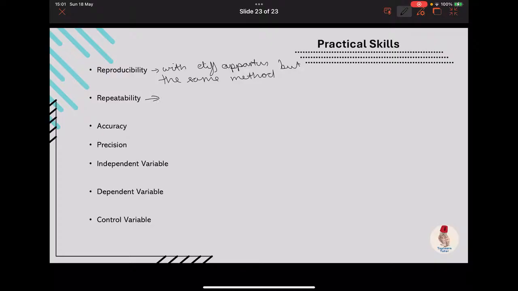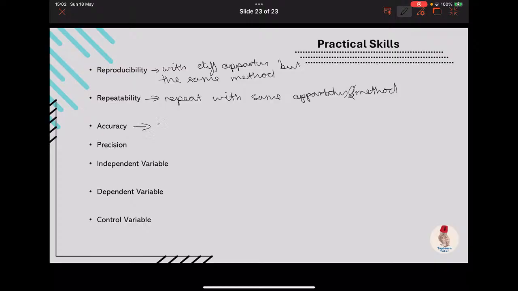Now the repeatability is in the name. Can anyone repeat it with the same method and the same apparatus? It is very important that you learn the two definitions for both of these differently, as it could very well come up. With the same apparatus and the same method, both of them. I know I've put a slash, but I mean same apparatus and same method.